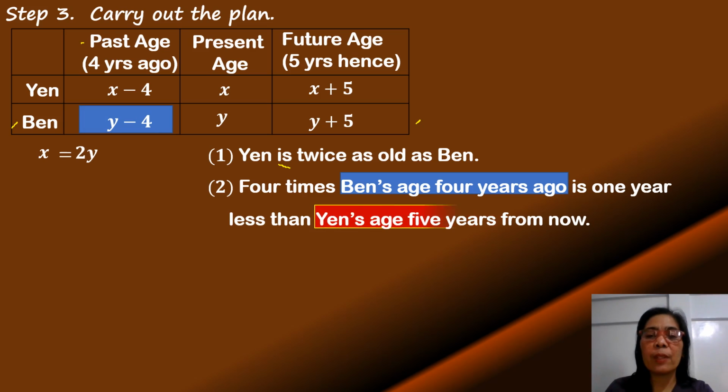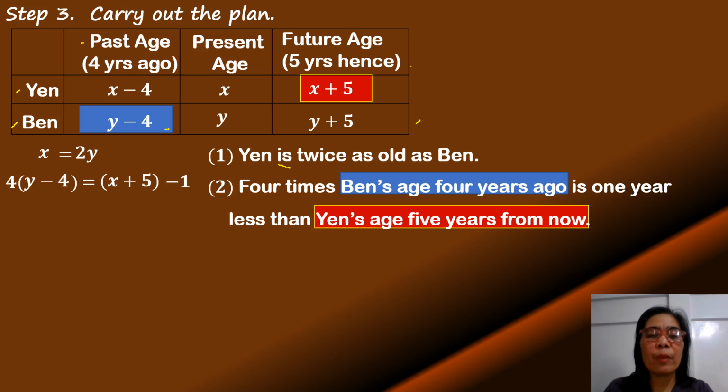And then we also have here Yen's age 5 years from now. Again, we go back to the table. We have Yen, and 5 years from now, or 5 years hence, her age is x plus 5. So this is Yen's age 5 years from now. Then we go back to the conditions. 4 times this age of Ben, y minus 4. So we have 4 times y minus 4 is equal to 1 year less than Yen's age 5 years from now. That's x plus 5 minus 1.